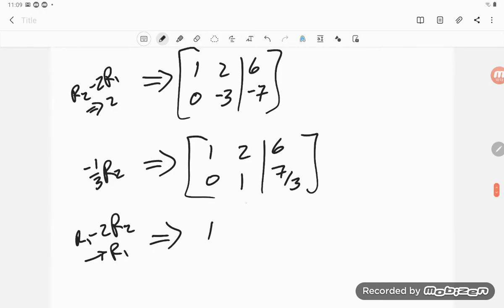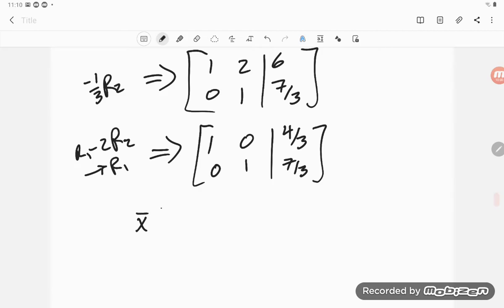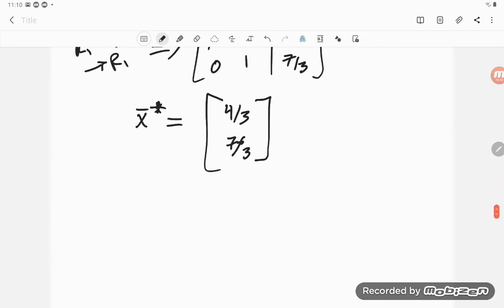So I get 1 and 0. And negative 2 times 7/3 is negative 14/3. 6 is 18/3. And so that's 4/3. And 0, 1, and 7/3. And so that says my best x star to solve this is 4/3 and 7/3. Now it's not exact, right?